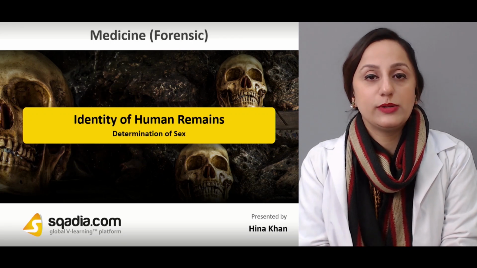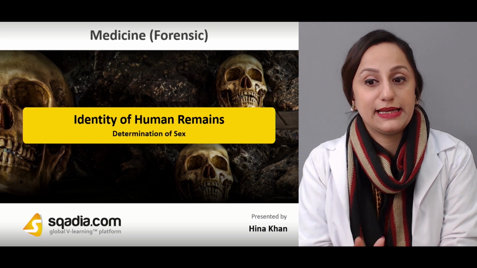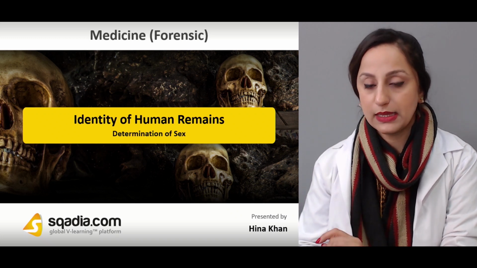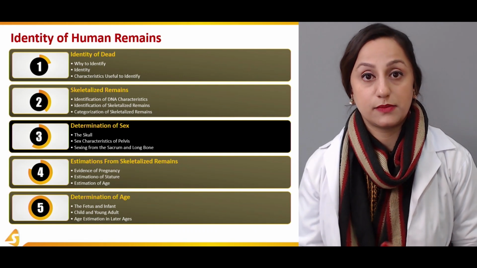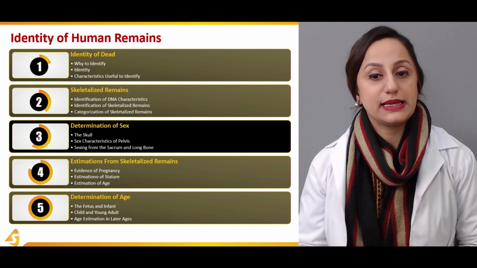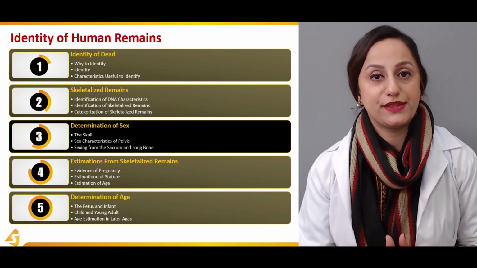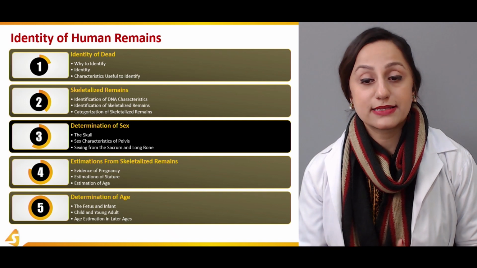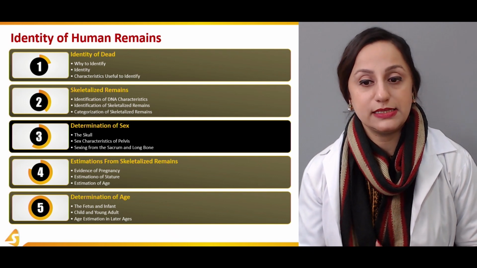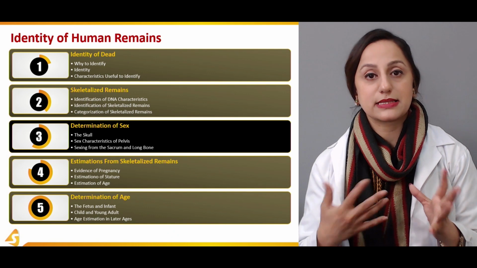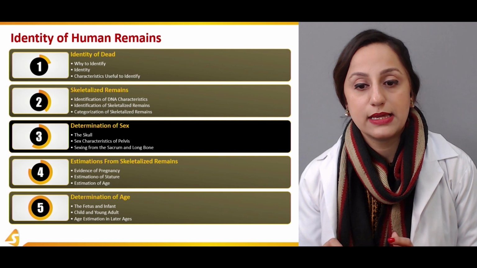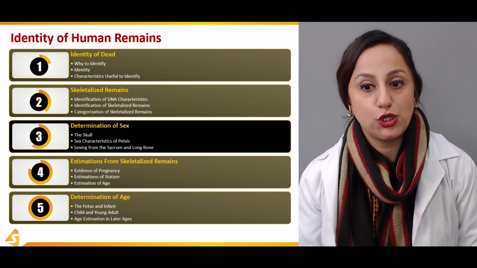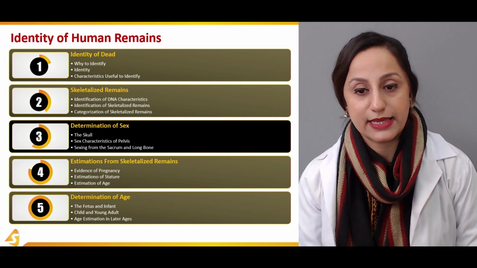In this section, we'll be dealing with how we determine the sex of the person from the skeletonized body remains. In particular, we'll be dealing with the skull. How do we determine whether it is a male skull or a female skull? The sex characteristics of the pelvis are discussed in detail because these are the mainstays, the skull and the pelvis. They have their own special characteristics for the sexing of the bones. Sexing from the sacrum and the long bones is also discussed in detail in this section.